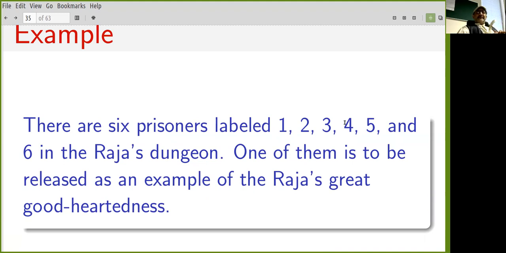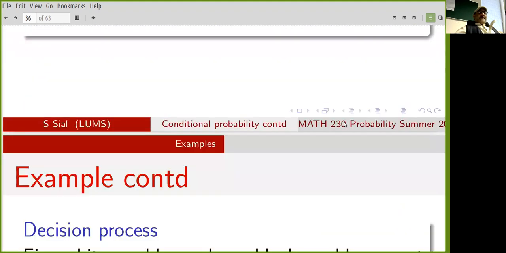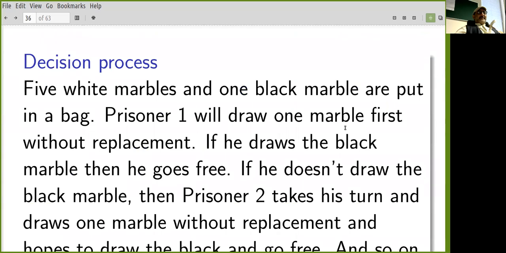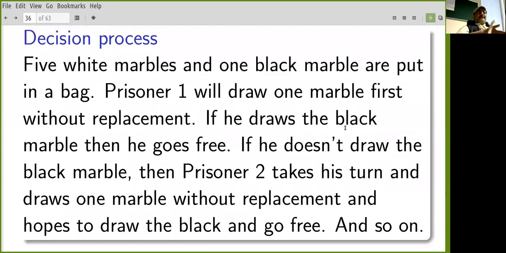Okay, as an act of mercy. Now the way we're going to release it is like this. We're going to have 5 white marbles and 1 black marble in a bag. So prisoner 1 will take out 1 marble without replacement. And if they draw the black marble, then prisoner 1 goes free.